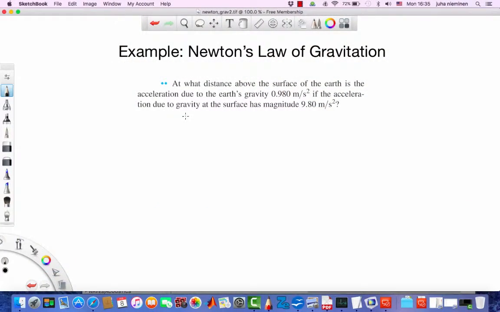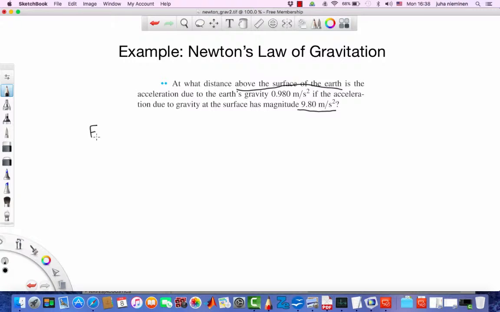Earth's gravitational pull decreases as we go further away, but not as quickly as most people think. In this problem, we are calculating at what distance above the surface of the Earth, so we're looking at altitude, is the acceleration due to Earth's gravity 0.98, which is one tenth of the value on the surface. We'll begin to solve this based on what we know about gravitation.